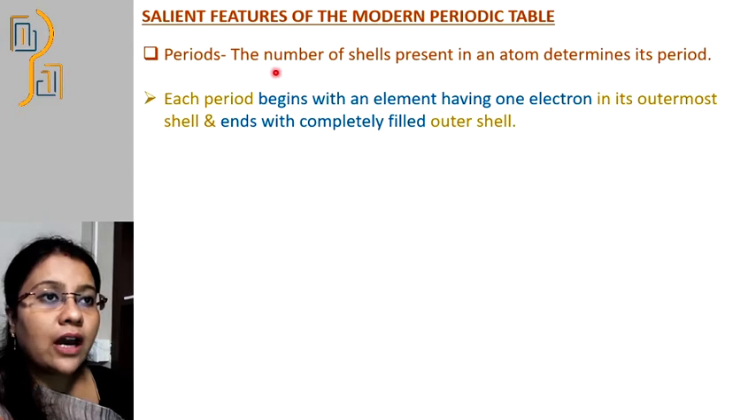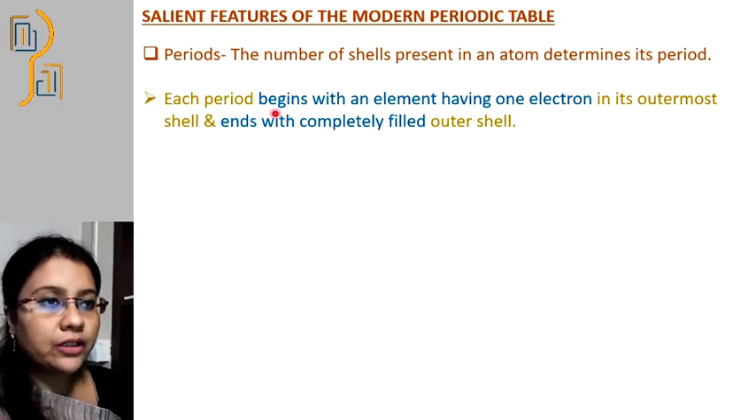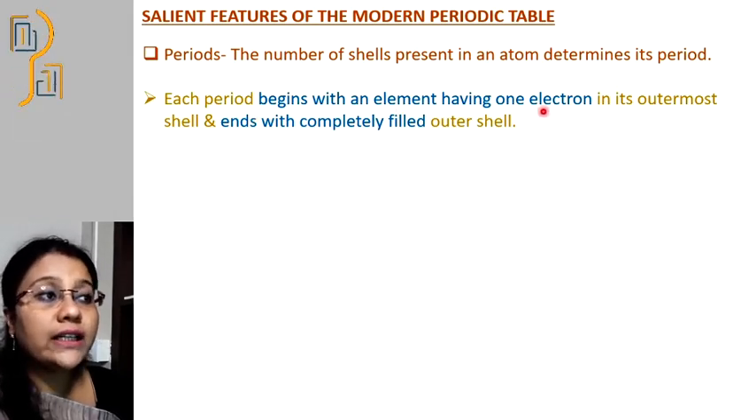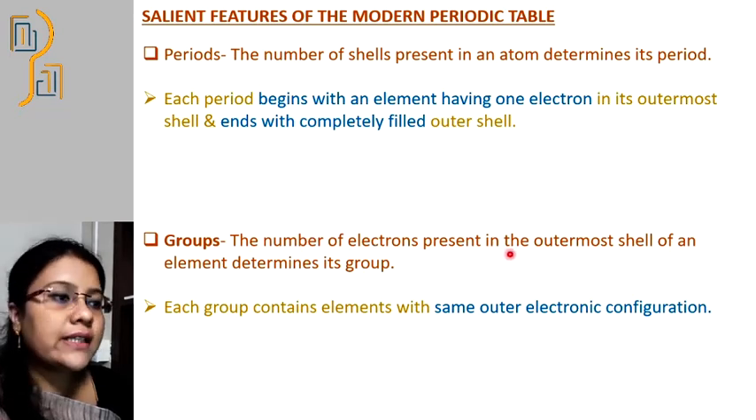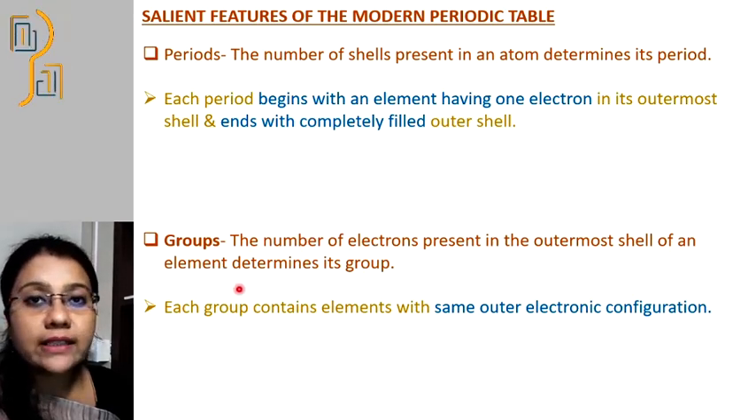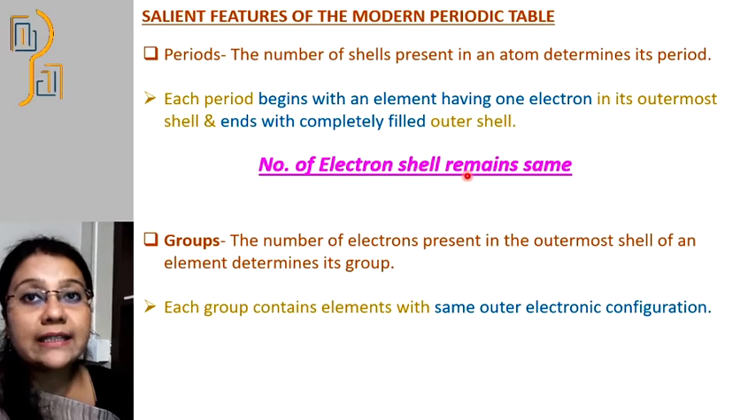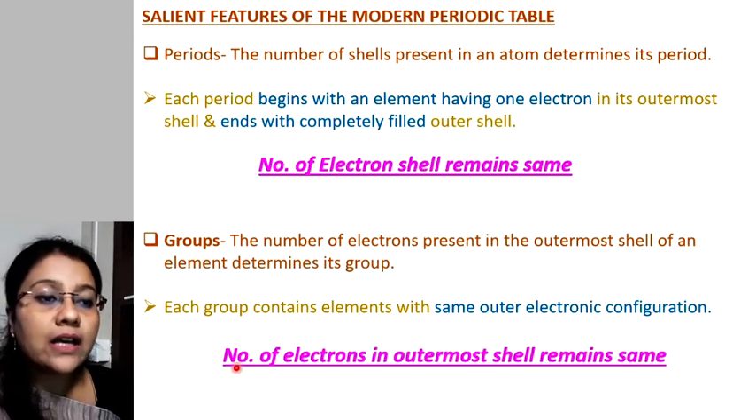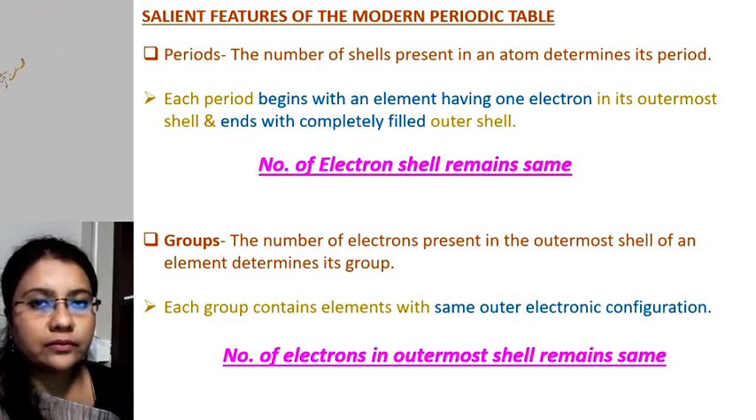The periods are basically the number of shells present in an atom. Each period begins with an element having one electron in its outermost shell and ends with a completely filled outer shell. Whereas the number of electrons present in the outermost shell of an element determines the group. Each group contains elements with the same outer electronic configuration. So we can say the number of electron shells remains the same in the case of periods, whereas the number of electrons in the outermost shell remains the same in the case of groups.